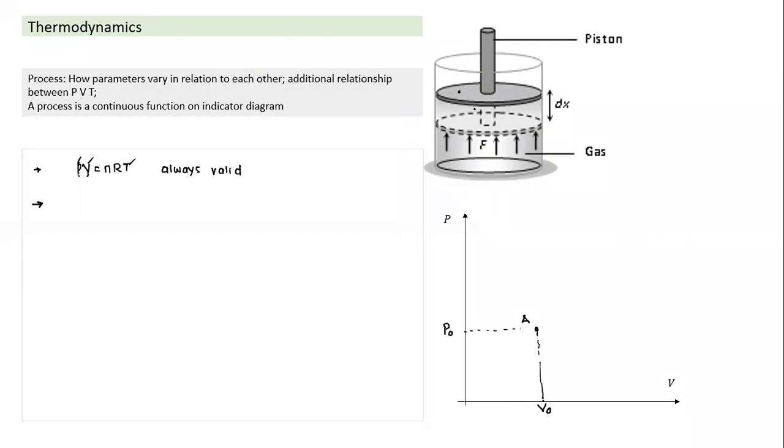Slowly, I place some small grains of sand. If I place a small mass here, the pressure will change. The increase in pressure will be equal to whatever mass we place, delta m times g, divided by the cross-section area of the piston. As I keep adding more and more mass, the pressure also gradually increases. So we can change pressure by adding weight.